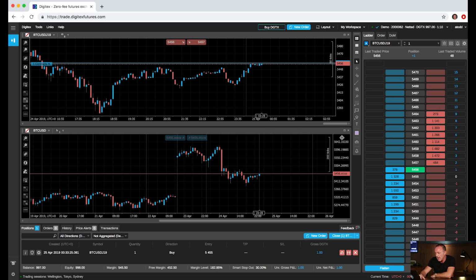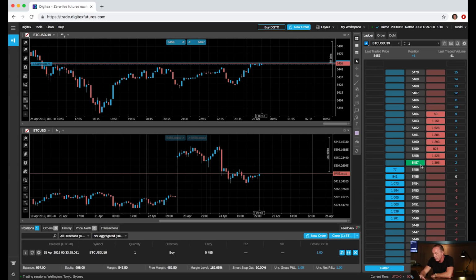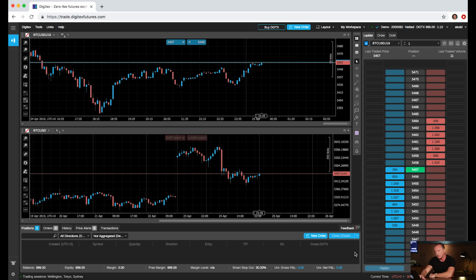You apparently can sell this position at market. So if I try and sell it at market on the ladder, oh no, I can't sell it on the ladder. I can't even sell it at market on the ladder. But I think if I press this cross button here, that closes the position. Right, so if I press that cross button, I can sell that one lot at market.